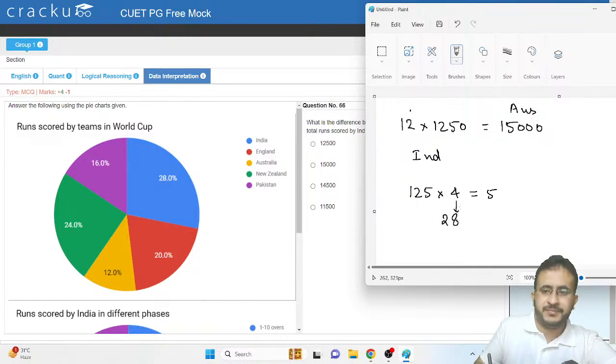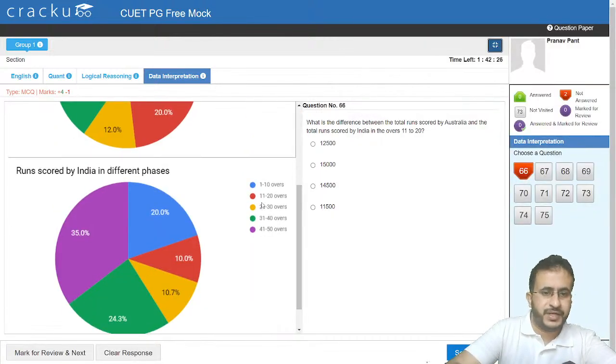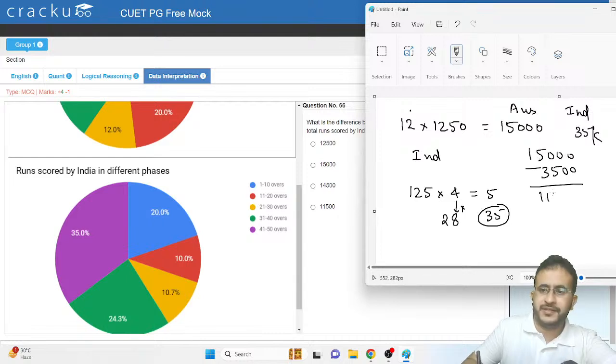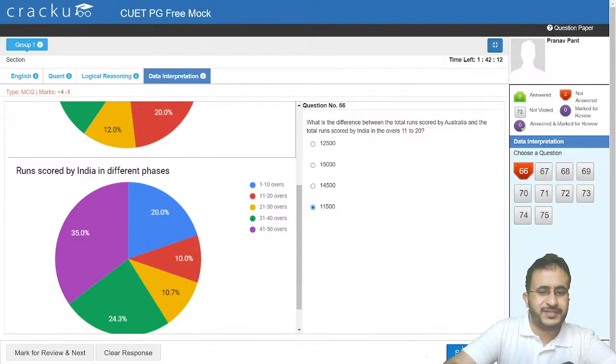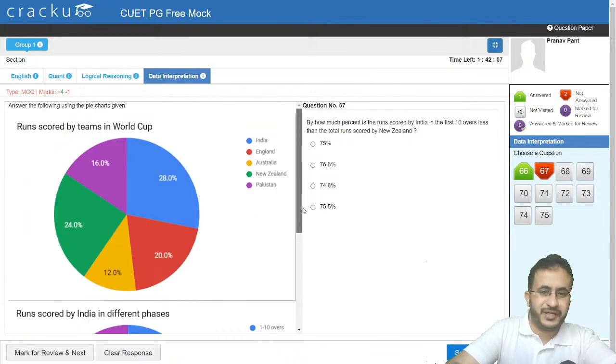So that is 7 times. So India will be 35,000, right? India is 35,000. Now we will use India 35,000 in some of the questions. India is 35,000 and India in 11 to 20 is 10%. So 3,500. Okay, 3,500 India. And 15,000 is Australia. So you get 11,500. Okay, so I'm doing it at a slow pace, and by this time I would have finished this set if I were to do it at my own pace.